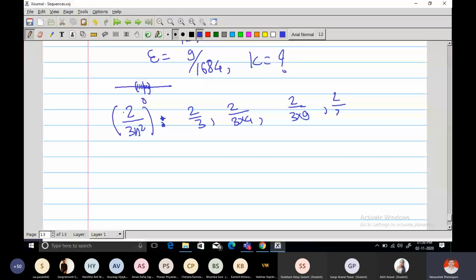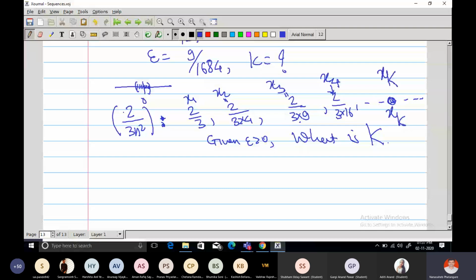What is my aim? Given epsilon, what is k? That means what is the term here? This is the kth term. This is the first term, second term, third, fourth term. Because this term corresponds to n is equal to 4. This term x3 corresponds to what? n is equal to 3. x2 corresponds to n is equal to 2. So the xk term corresponds to n is equal to k.